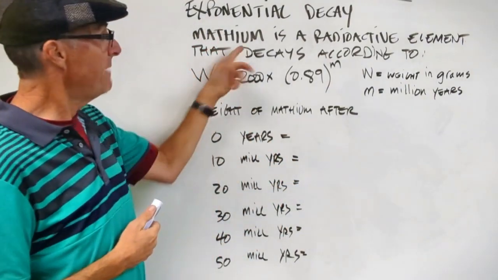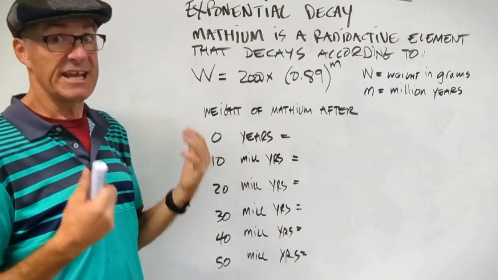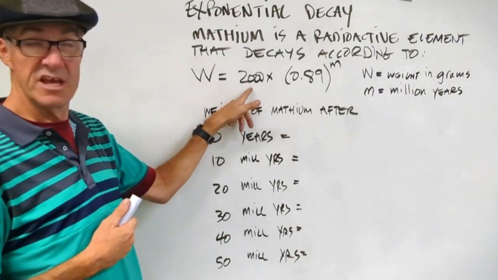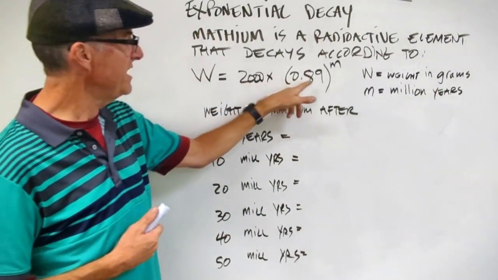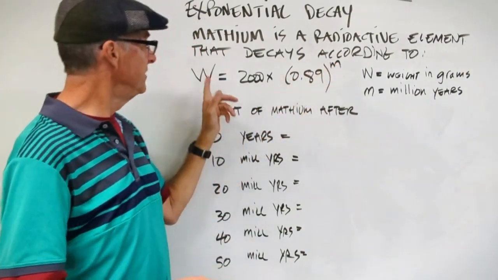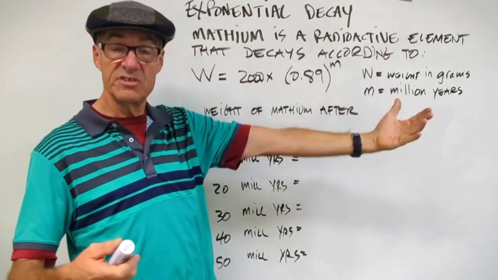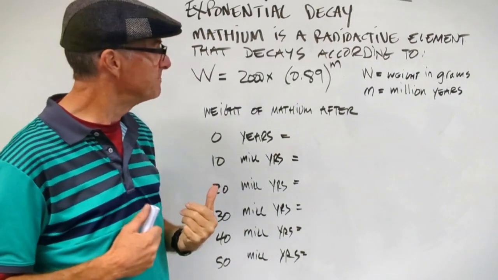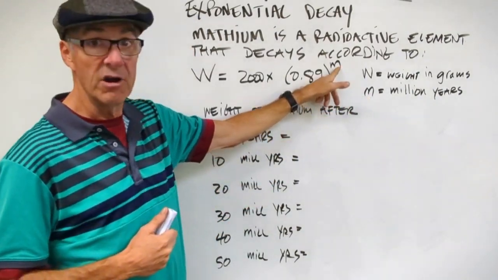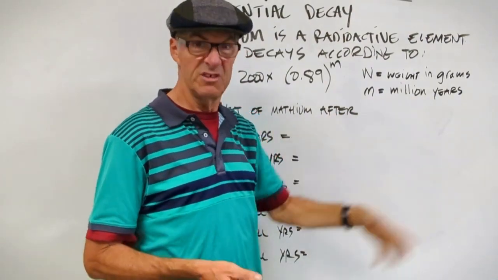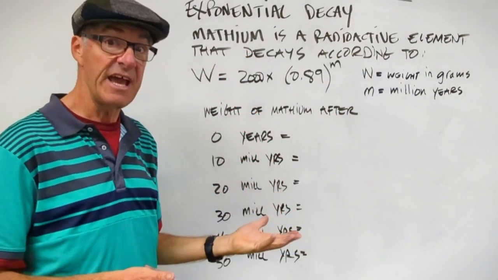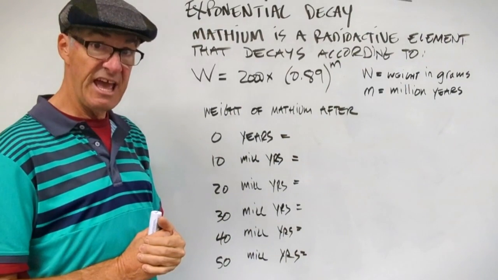So what we're saying is mathium, radioactive, it decays according to this equation. So W equals 2,000 times 0.89 to the M. W is the weight in grams of our sample of mathium. And M, the power, the exponential part of this, is millions of years. Okay, so it takes a long time for mathium to decay, but boy, it does decay.